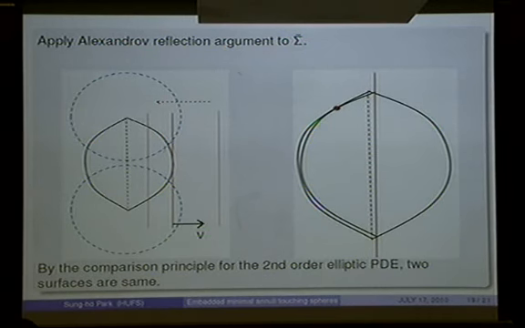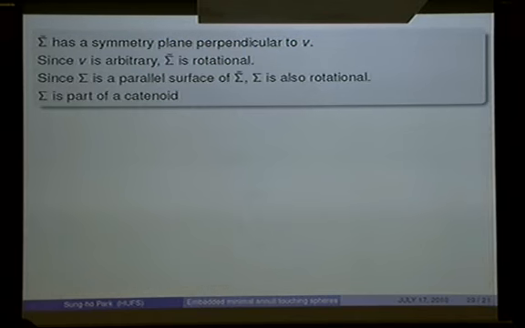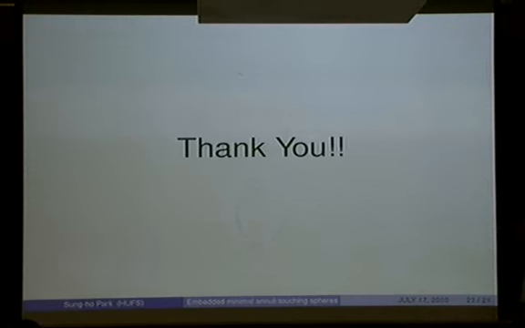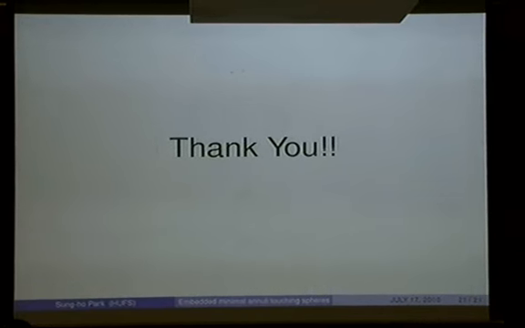The symmetry plane should contain this dotted line, the axis, of course. And since the horizontal vector was arbitrary, I can conclude that sigma tilde is rotational. And because sigma is a parallel surface of sigma tilde, sigma is also rotational, and a rotational minimal surface is a catenoid, so I can conclude that my surface was a catenoid. That's all I wanted to say today.